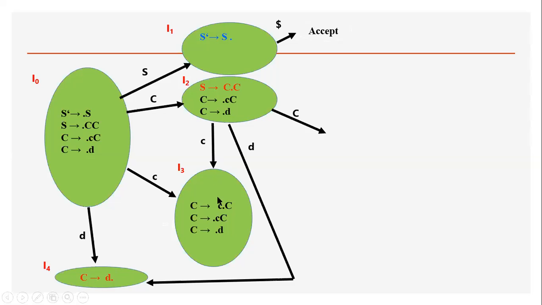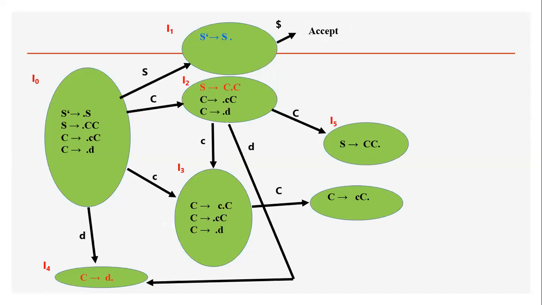On small c, if you look at it, it is C derives c dot C. C dot C is the start, so it will join to that itself. On D, it will join to that itself. But on C, it will move to the next state, that is S derives CC dot, where the dot is at the end. So that is the I5 state. Next, it will come to this location where on C, it will move to the next state where C derives cC dot, with the dot at the end. That makes the I6 state.